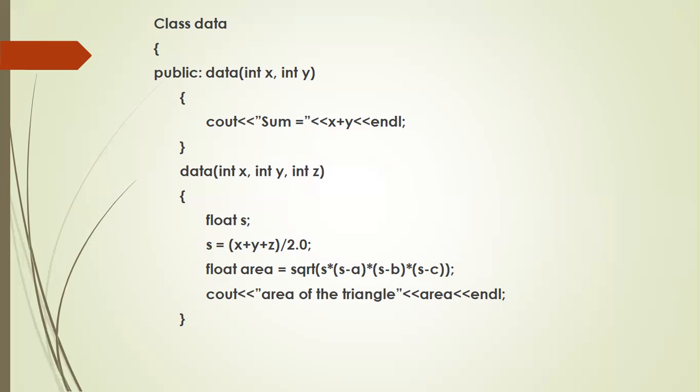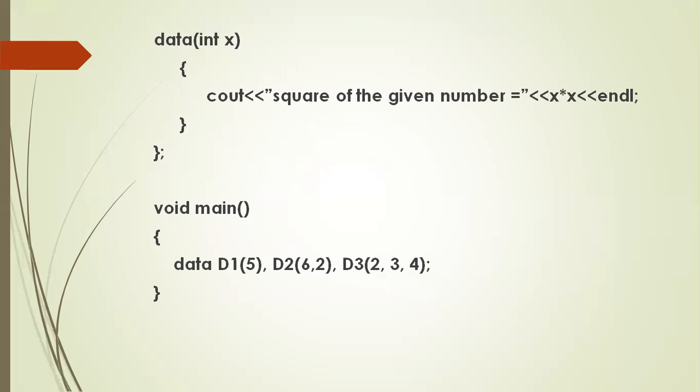And the third constructor has only one parameter, that is to display the square of the given number. Now we will see which constructor is executed for which object. Void main, data d1 with the parameter you are giving 5. Now which constructor is executed? Here in this example, since for the object d1 only one parameter is passed, it will execute the last constructor.